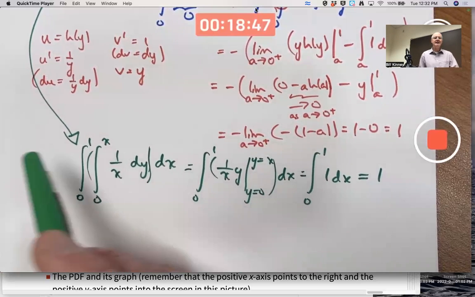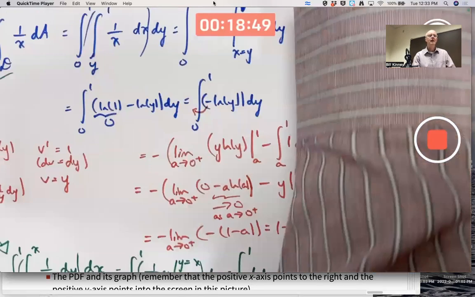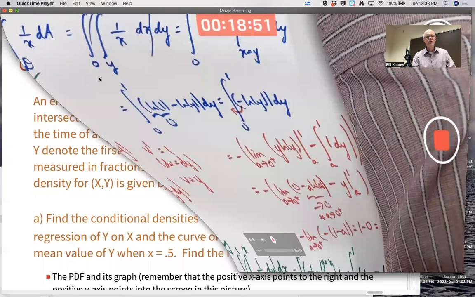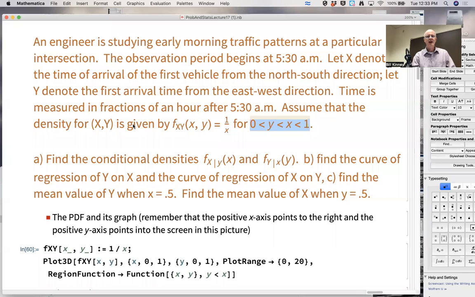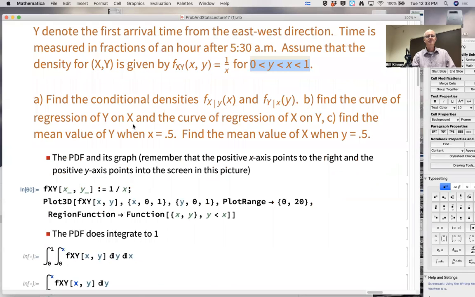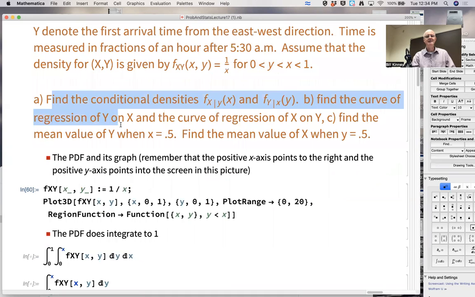So it is a valid PDF. What does this graph look like? How can we think about it intuitively? We are also ultimately going to find some things. We'll find conditional densities, a curve of regression, and the mean value of x when y is 0.5, kind of like on the exam problem you had with the rectangular domain.